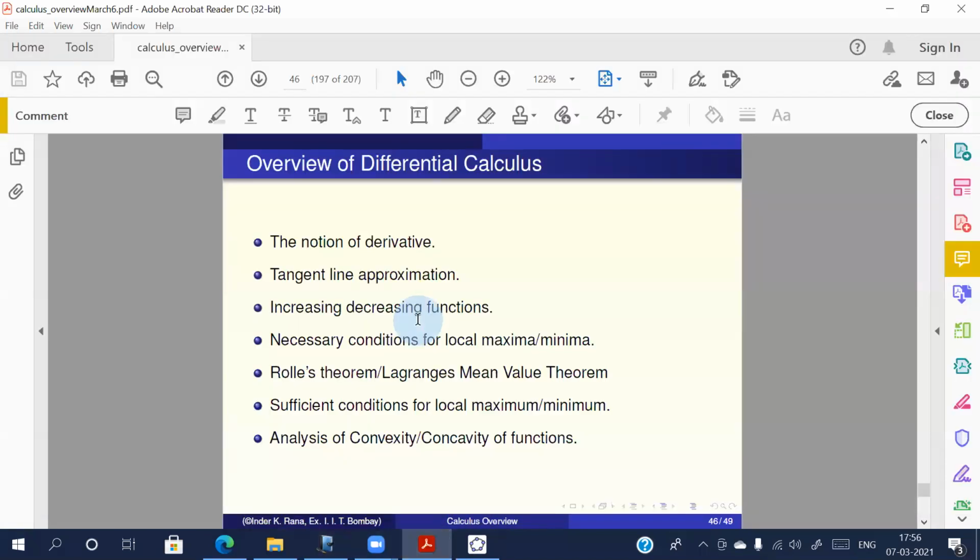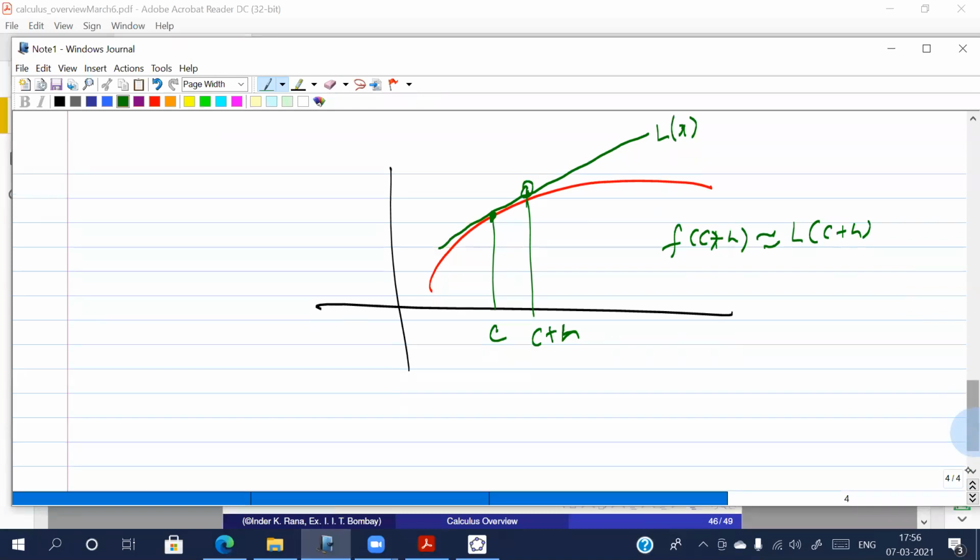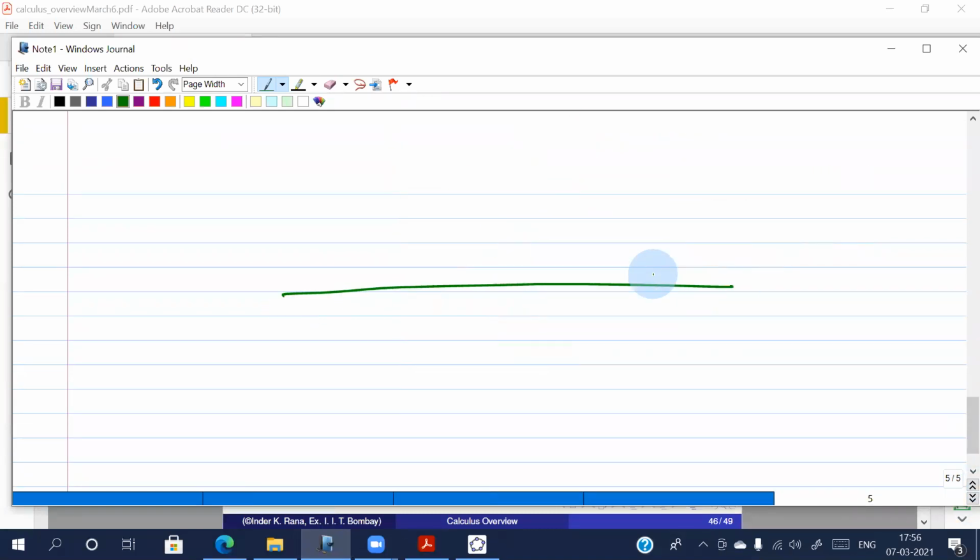Right. So increasing and decreasing functions, for example. Let us look at two functions. One is going like this, and the other function is coming like this. This is f, this is g. Now there is a categorical difference between the two. Both are continuous functions, but as you move from left to right, the height of f is increasing, while the height of g is decreasing. So f is an increasing function, g is a decreasing function.